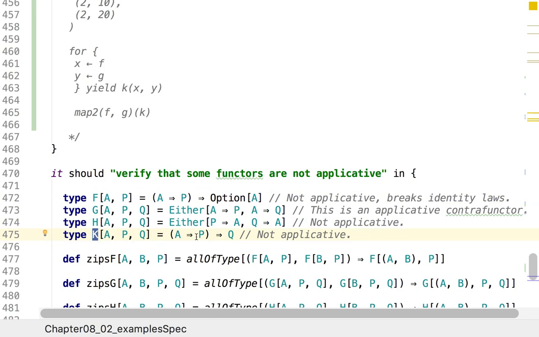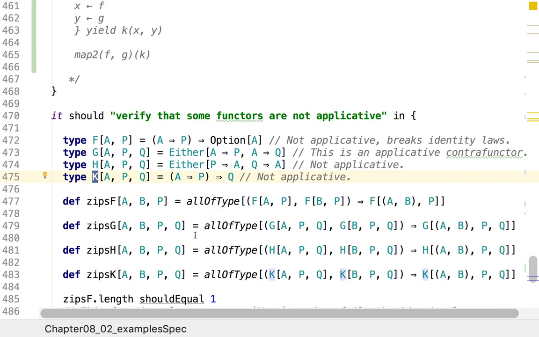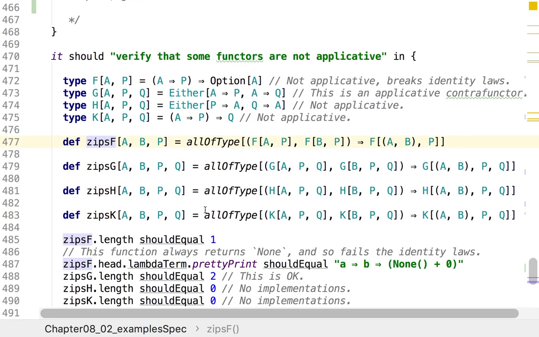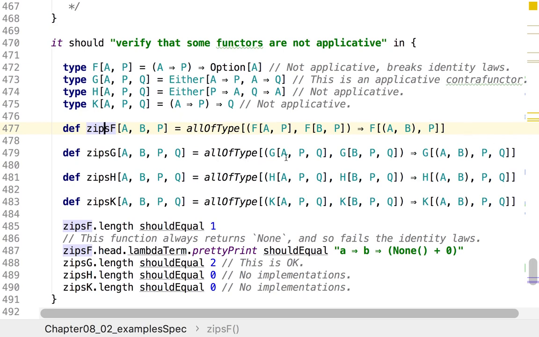I'm going to try to implement the zip function using the Curry-Howard library. So I'm going to ask the Curry-Howard library to implement any code that has this type signature. And this is the allOfType method. So I'm going to find all of these, so that the result is going to be a sequence of implementations. And then I'm going to look at those sequences. This is all happening at compile time.